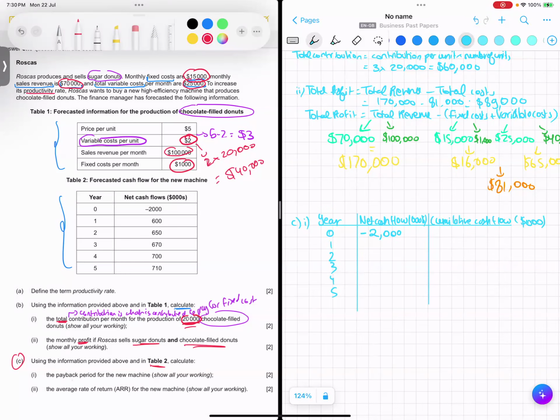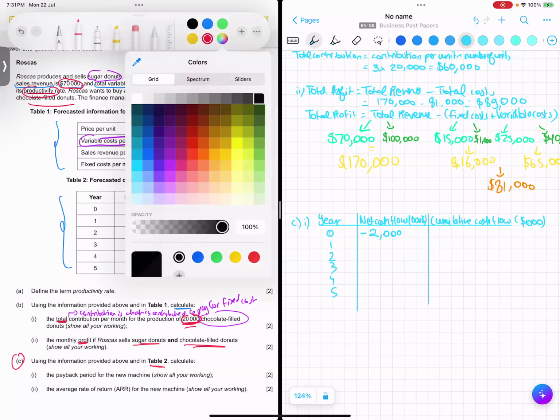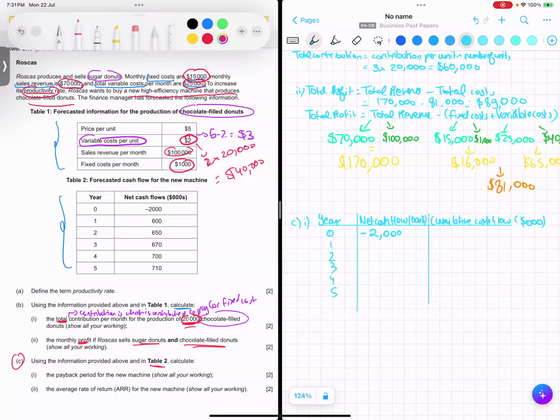So what happens is that they want to buy a new machine for increased productivity rate, right? Roscos wants to buy a new high efficiency machine that produces chocolate filled donuts, right? Okay. So basically, Roscos ended up paying 2 million for that machine, right? So it cost them 2 million. But then the machine's gonna end up making them this amount of money because it's going to produce these chocolate filled cupcakes, which will produce revenues for them. So we need to see how much return they're going to get on their investment.